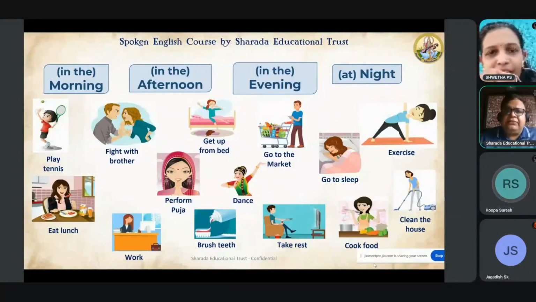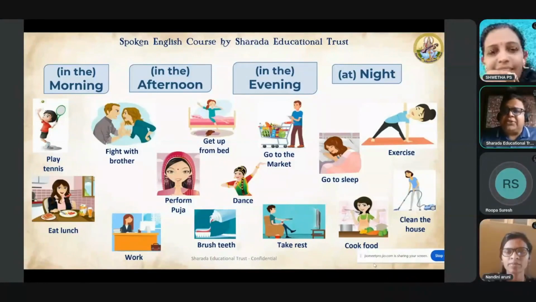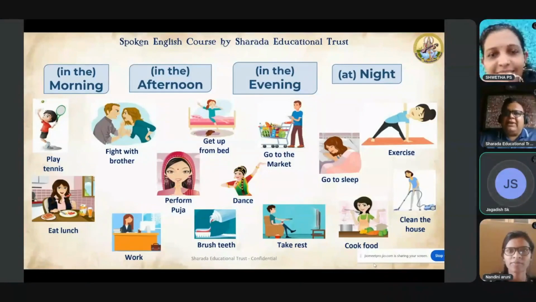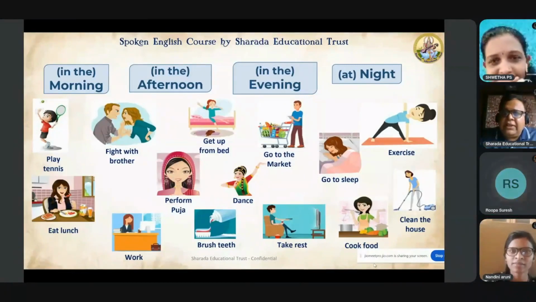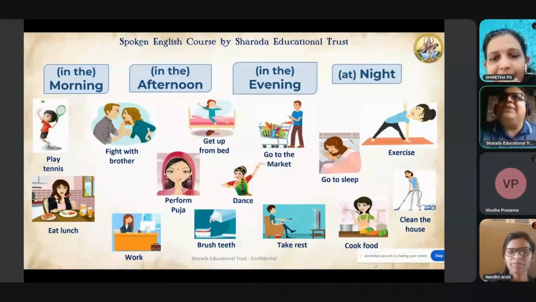Next one. Very quick. Use evening and night also, don't look only at morning. At night, I go to sleep, sir. Yeah, exactly. In the evening, every day walking. In the evening, every day you walk, or jogging. You can. Yeah. Sorry, who is that? Vinuta said.